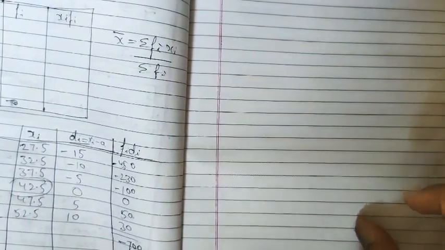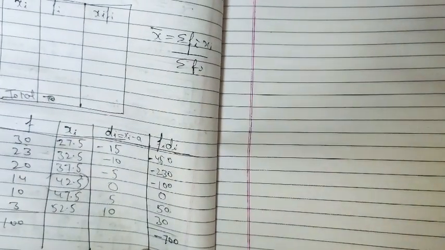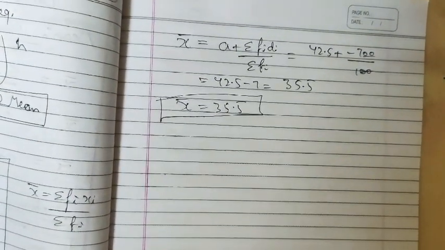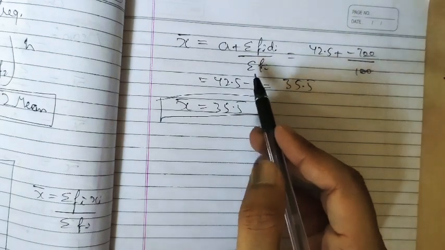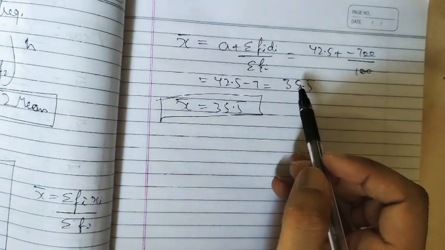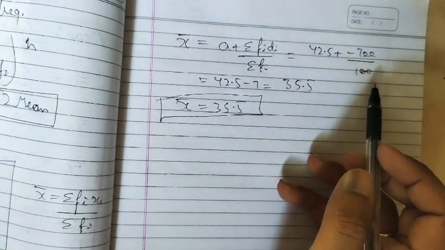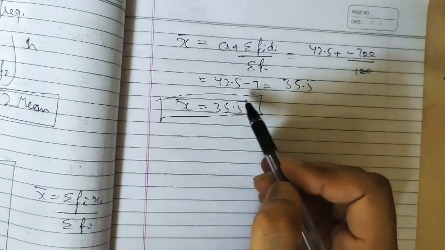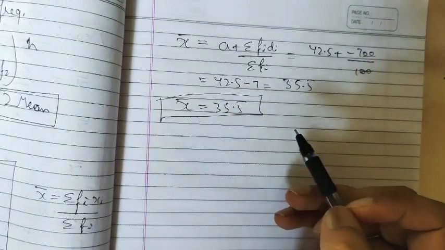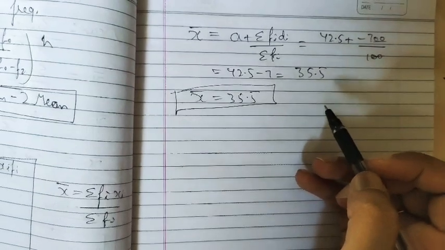So the sum will be minus 700 and sigma fi is 100. When we apply the formula for x bar, a plus sigma fi di upon sigma fi, 42.5 plus minus 700 upon 100. When you solve it, this will be 35.5. So that is our answer.